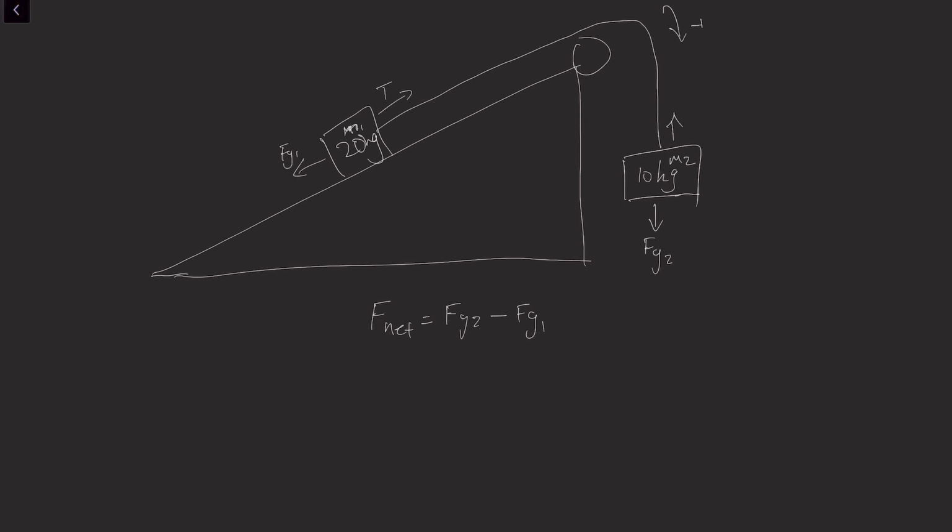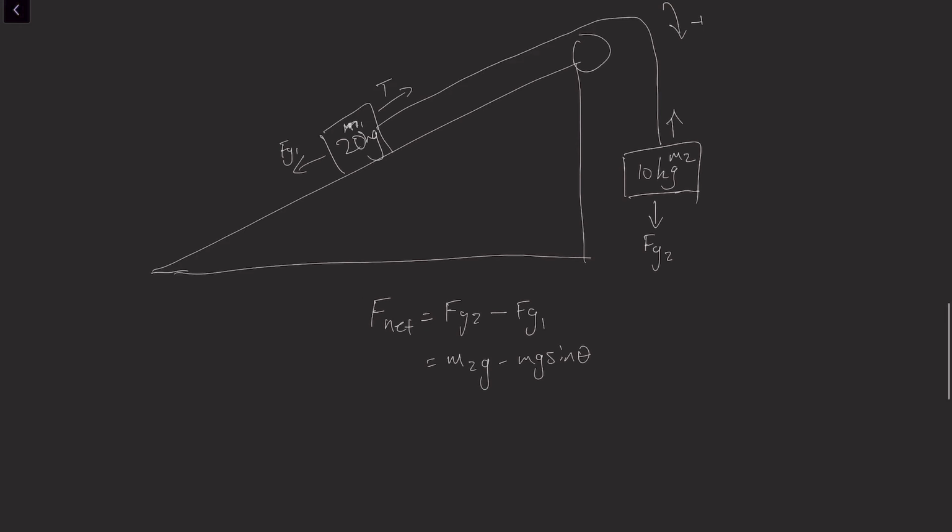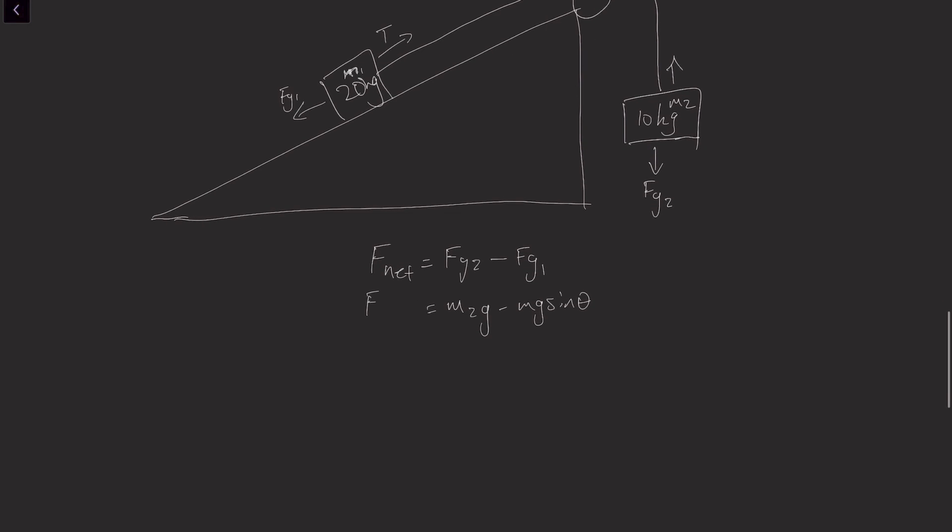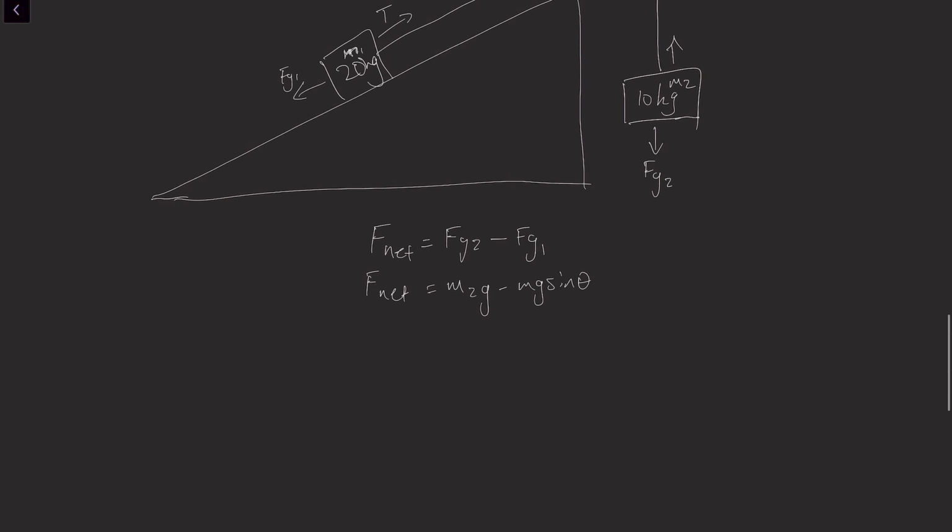Let us quickly substitute in everything that we know here. So we know m2g minus m1g sine theta, which is the force due to gravity on an inclined slope, and net force, which right now we'll just leave as F net. You'll see why in a second. So what's m1g sine theta? That's Fg1.